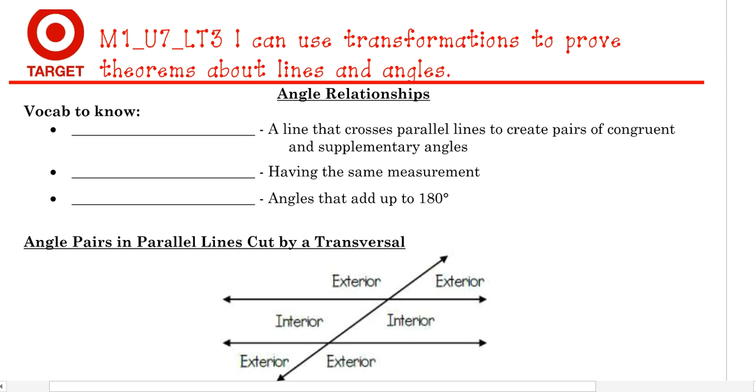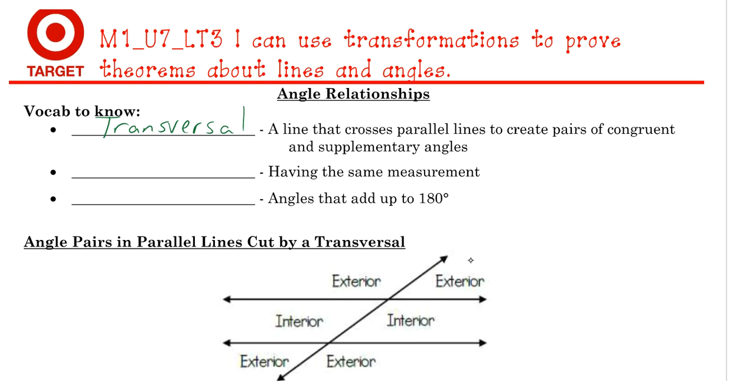All right, so a line that crosses parallel lines to create pairs of congruent and supplementary angles is known as a transversal. So you'll hear me refer to parallel lines cut by a transversal, and that's what I'm talking about. If you look at the picture that we'll be looking at below, you see your parallel lines and then the line that is intersecting those two parallel lines.